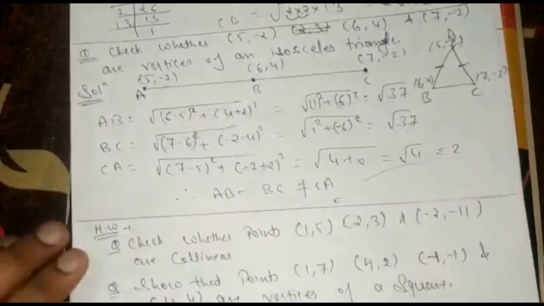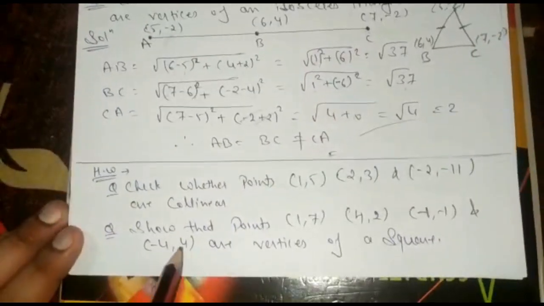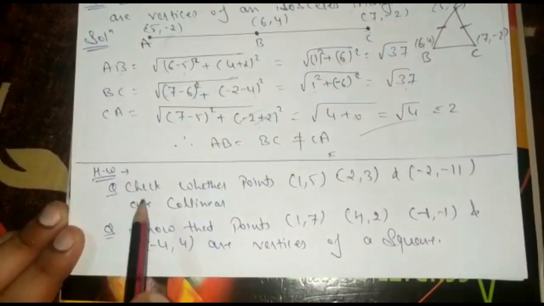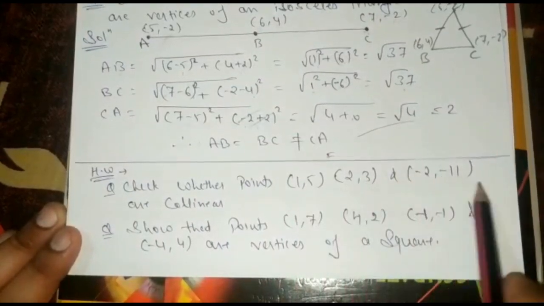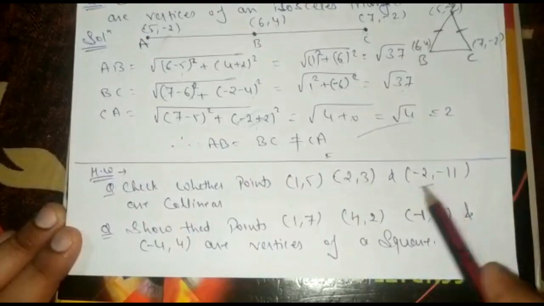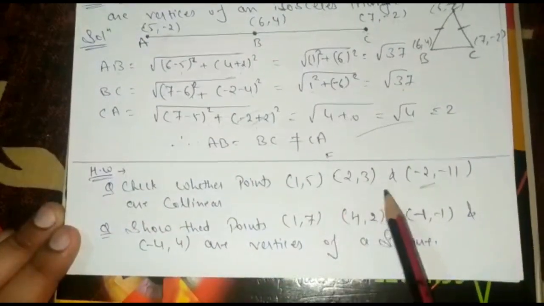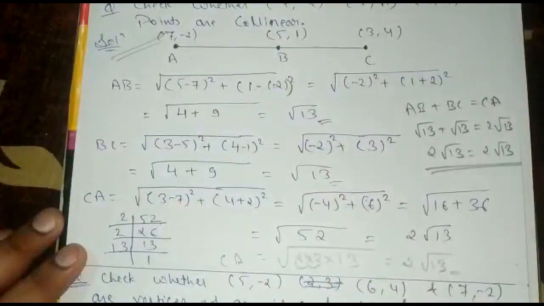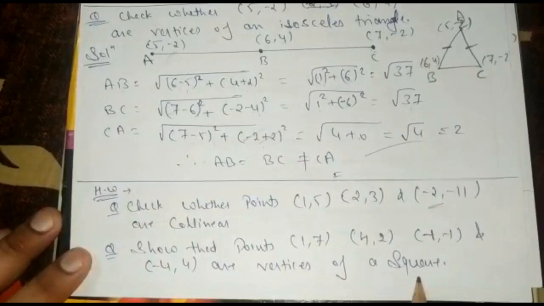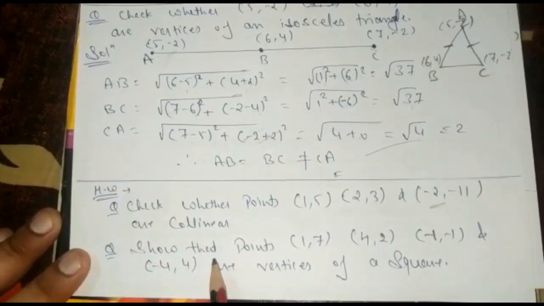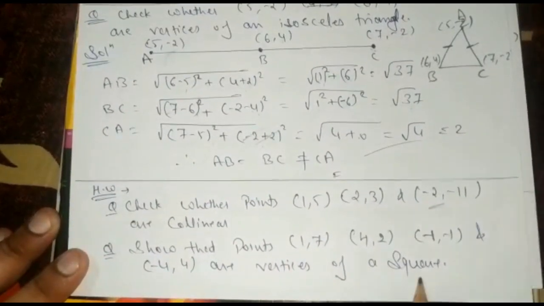That means we can say that these are the vertices of an isosceles triangle. So using the same concept, here are two questions which you have to solve at home. Check whether the points (1, 5), (2, 3) and (-2, -1) are collinear. That means you have to check whether these points are collinear using the same concept we used in this question, and show that the points are vertices of a square.